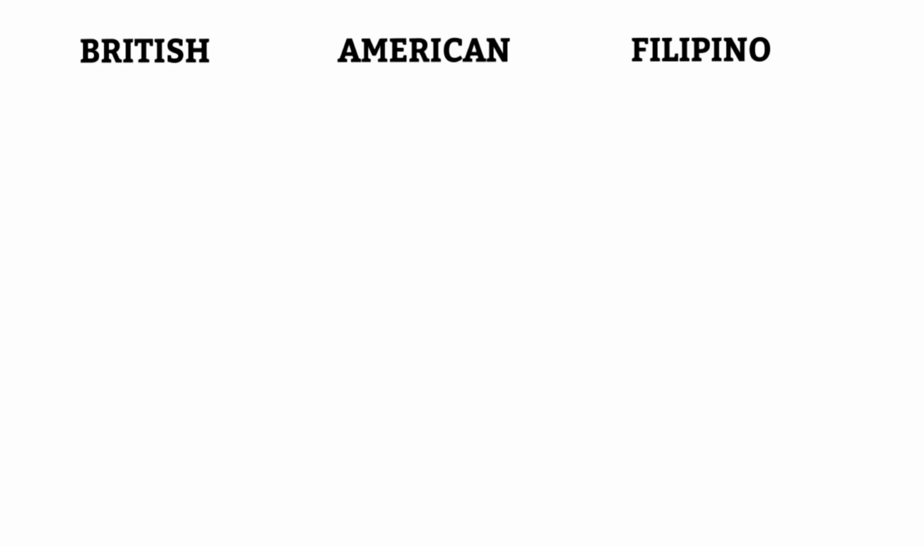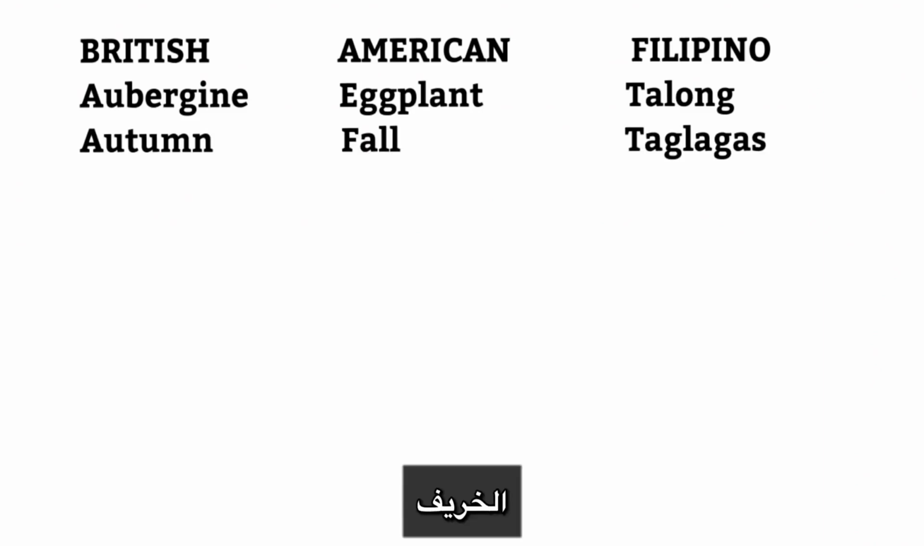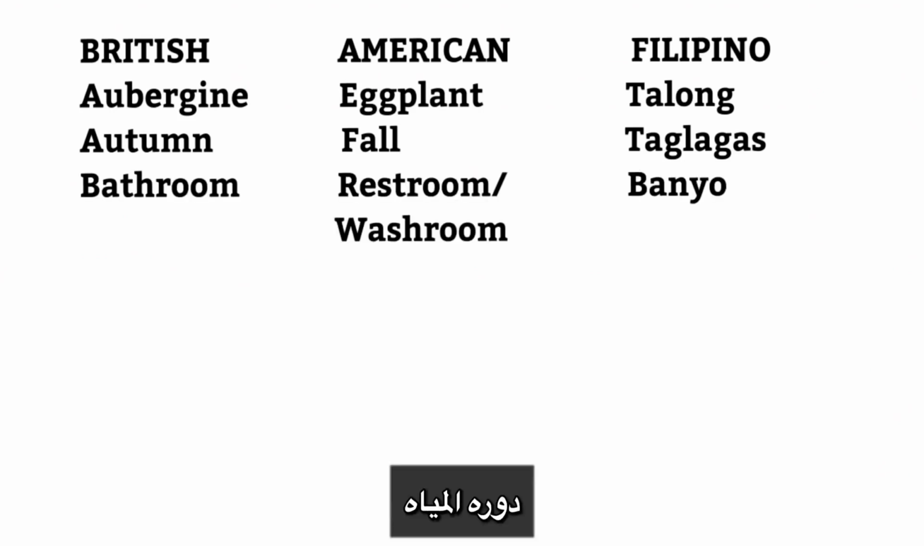Number 1. In British English, aubergine. In American English, eggplant. In Filipino language, talong. In British English, autumn. In American English, fall. In Filipino language, taglagas. In British English, bathroom. In American English, restroom or washroom. In Filipino language, banyo.